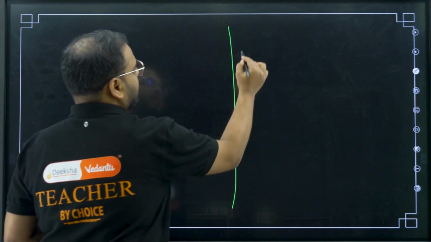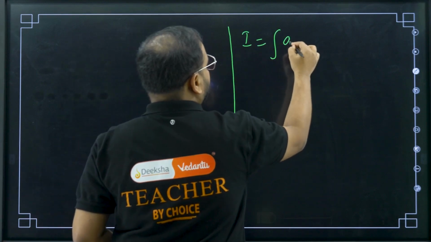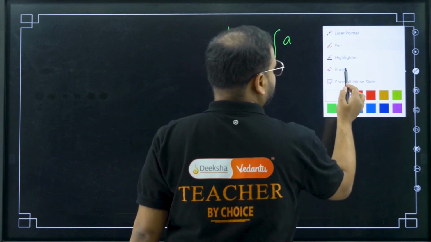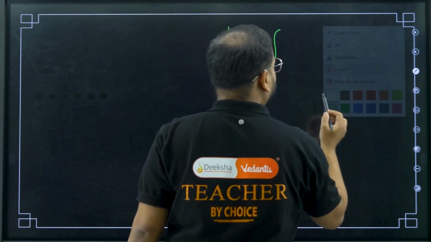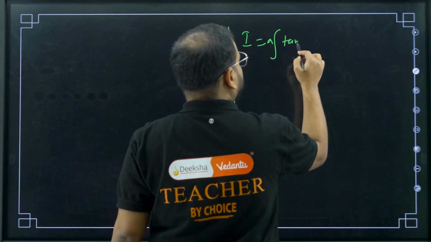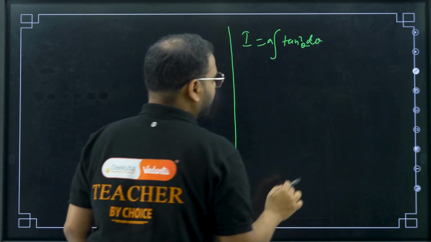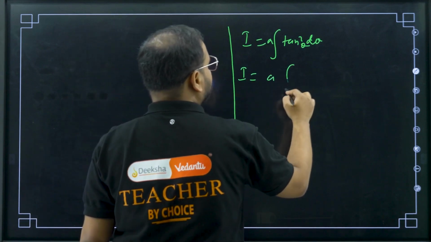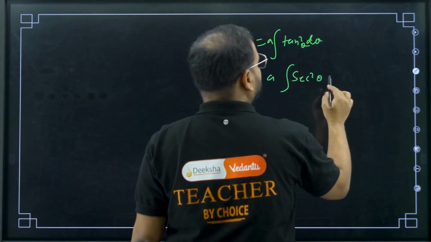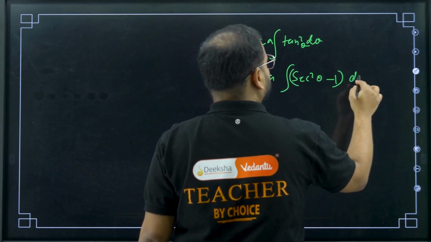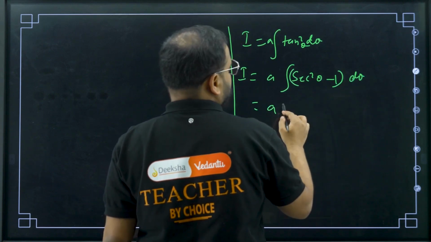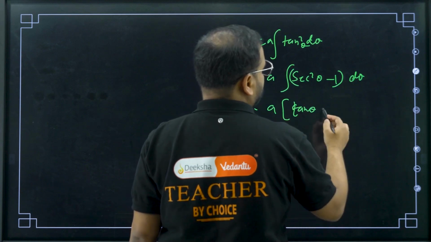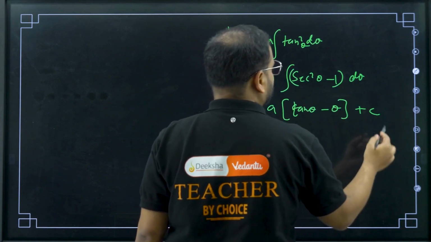So I can write this as I equals a, and a can be written outside. I've done nothing but written the same thing over there. Do one thing, just write this value: integration of sec square theta minus 1 d theta. What is this going to be? This will become simply integration of sec square, which is tan theta, and minus theta plus c.